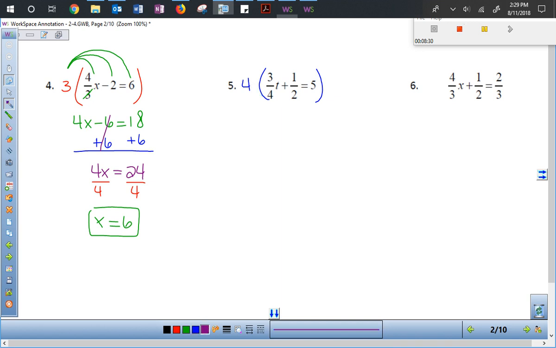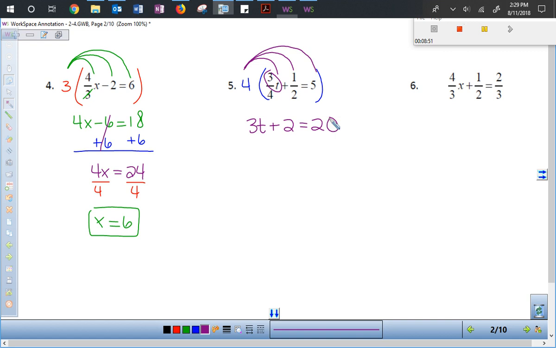So when we distribute this through, we're going to take 4 times 3/4 t. So 4 and 4, it's the same number that I'm multiplying that's in the denominator. So I'm really just going to be left with the numerator. So 3t. Plus 4 times 1/2 is 2 equals 4 times 5, which is 20.